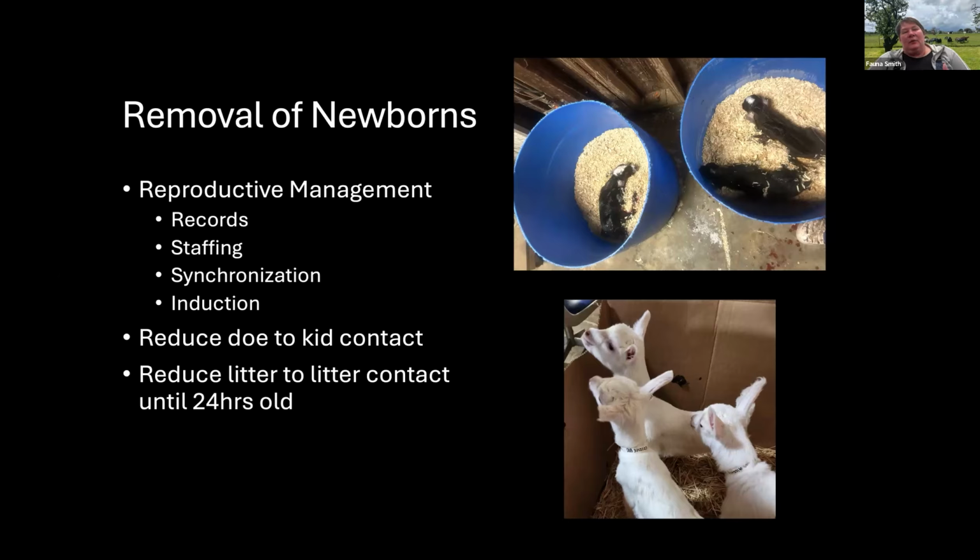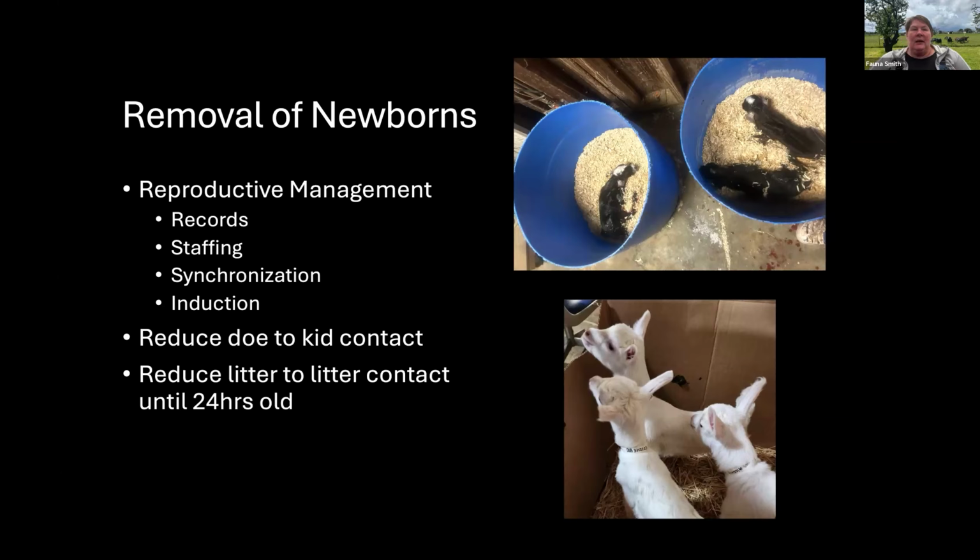And again, with good reproductive management, you should have an idea of when does are going to be kidding. They should be in the appropriate location so that staff are able to be watching them and pulling kids. And even further, you can go to the point of synchronization or induction of parturition so that we know exactly when they're going to kid, organize it so that you have staffing for that time, and then potentially even inducing them so that you have the most amount of farm staff available to help when you're kidding out does.